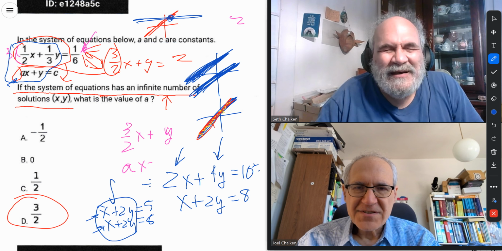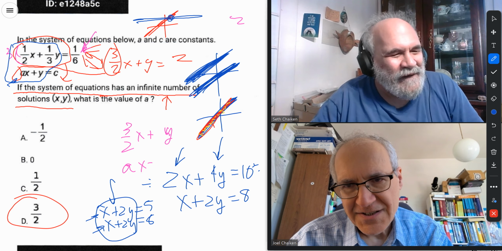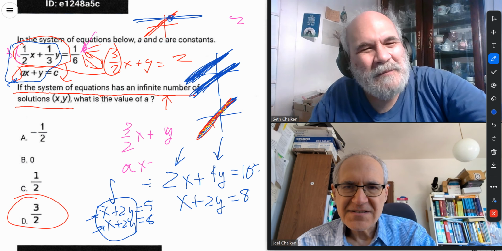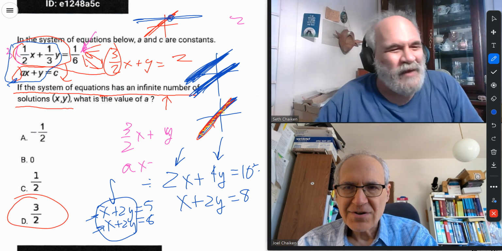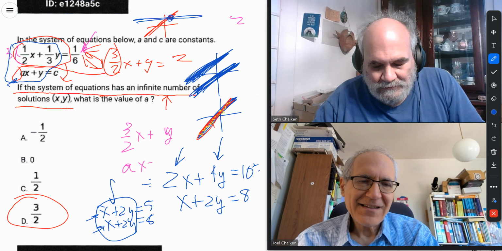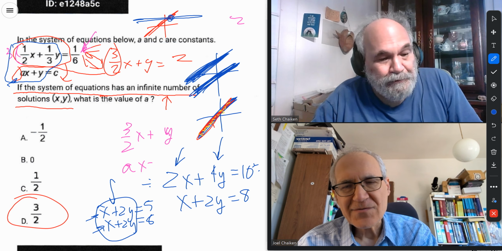Right? So the main idea that they really want to see is whether you understand under what conditions a system of two linear equations has an infinite number of solutions. Yeah, so that's about it. I would consider this question relatively straightforward. You absolutely have to know what makes a system of equations have an infinite number of solutions. As long as you know that, the question seems pretty straightforward.